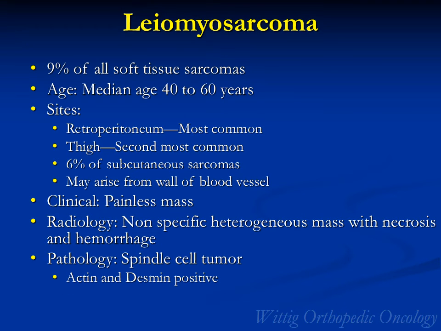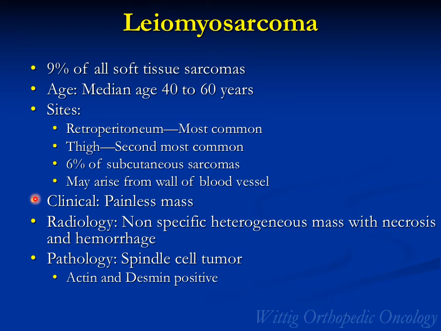The next soft tissue sarcoma we're going to speak about is leiomyosarcoma. Leiomyo means that it's of smooth muscle differentiation. It constitutes 9% of all soft tissue sarcomas. The median age of presentation is 40 to 60 years of age, and the most common site is the retroperitoneum. The thigh is the second most common site. It represents about 6% of all subcutaneous sarcomas, and it may arise from the wall of a blood vessel. The walls of your blood vessels contain smooth muscle cells, which may be the originators of the leiomyosarcoma, and the leiomyosarcoma may even obliterate the blood vessels.